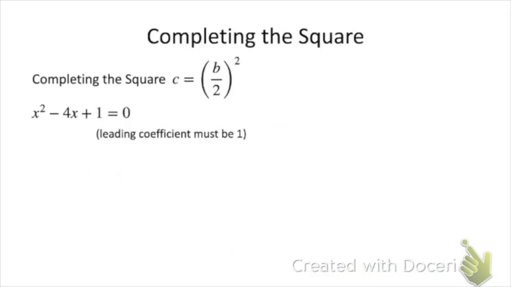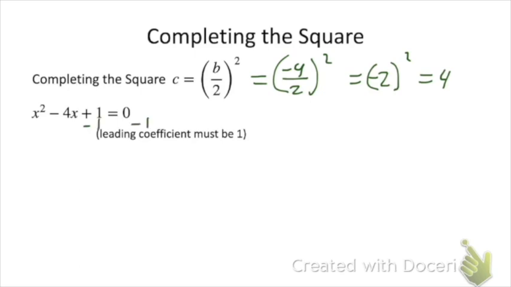The next thing we do is completing the square. To complete the square, the leading coefficient must be 1. So if you have a coefficient other than 1, you must divide the equation by that first. We need to find a c value that will make our trinomial on the left into a perfect square trinomial. To do this, we take the b and divide it by 2, and then we're going to square that result. For this equation, our b is negative 4. This becomes negative 4 divided by 2, all squared, which is negative 2 squared, which is 4.